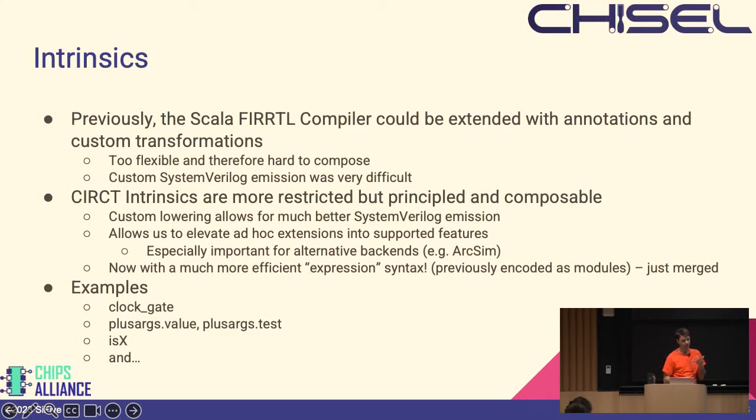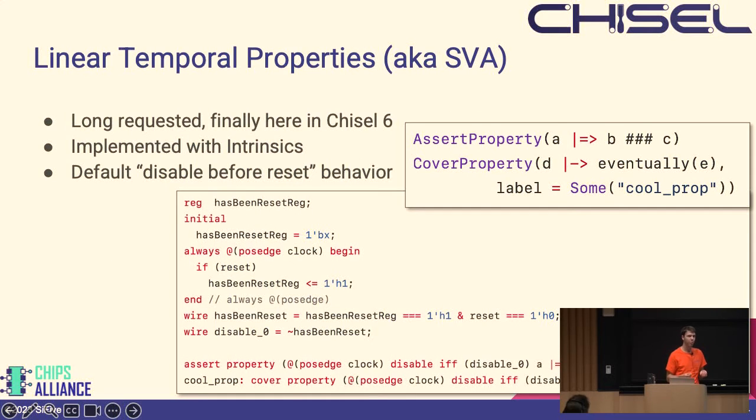Some examples are things like clock gates, dealing with plusargs. We don't really deal with X, so if you need to for some reason, you can query some things in X. But one of the coolest things that have been implemented with intrinsics are linear temporal properties, also known as SVA, SystemVerilog assertions. Something that people have asked for a really long time. We have it, it works.